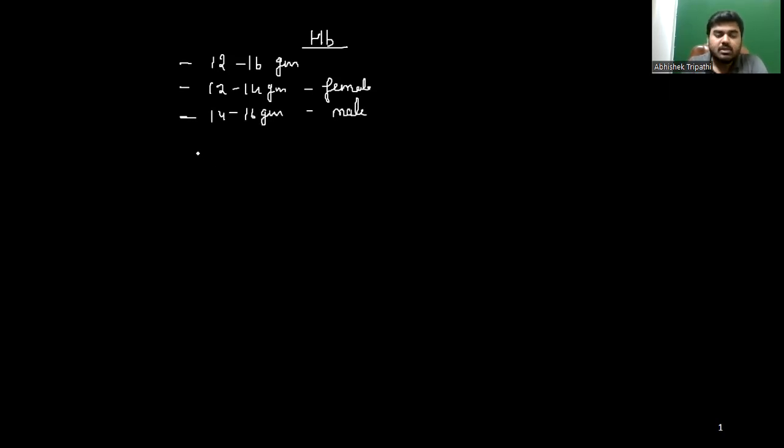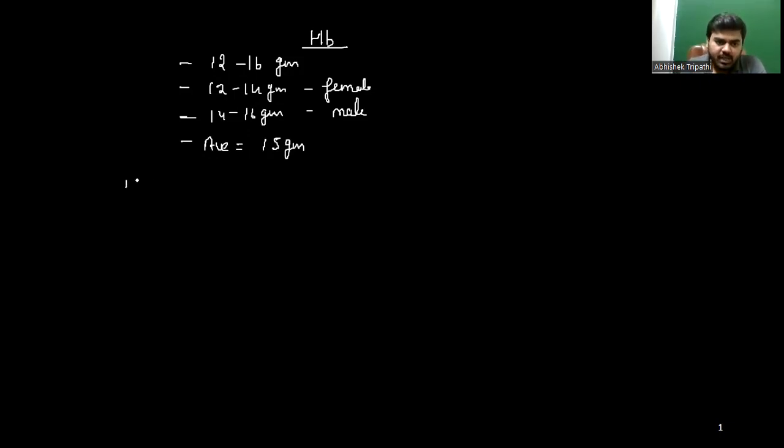Now, 12 to 16 grams of hemoglobin is found per 100 ml of blood. Approximately 12 to 14 grams is found in females, and 14 to 16 grams in males. So guys, what can we say the average hemoglobin is? Yes, 15 grams is the average hemoglobin.